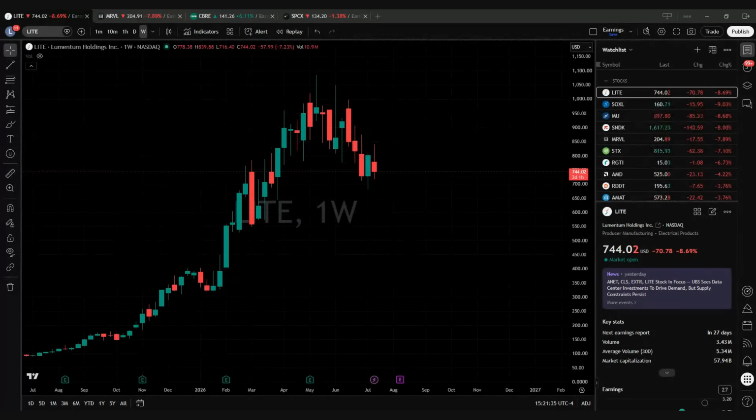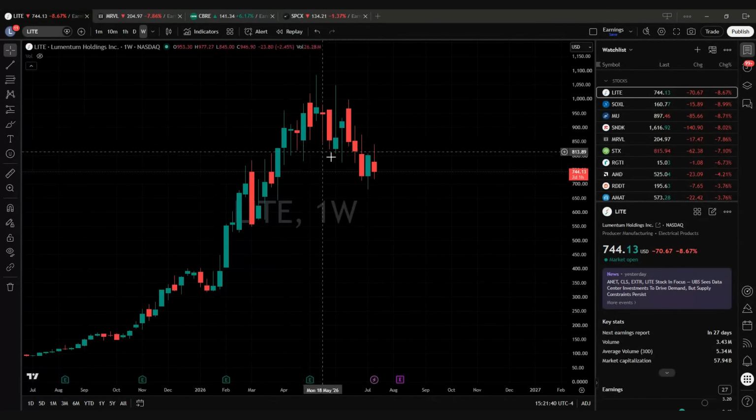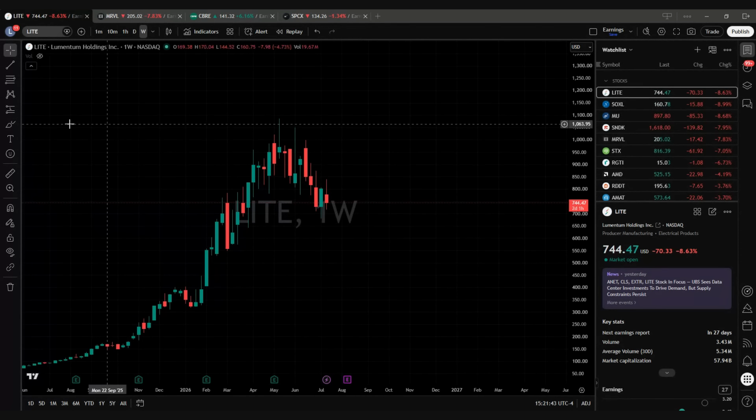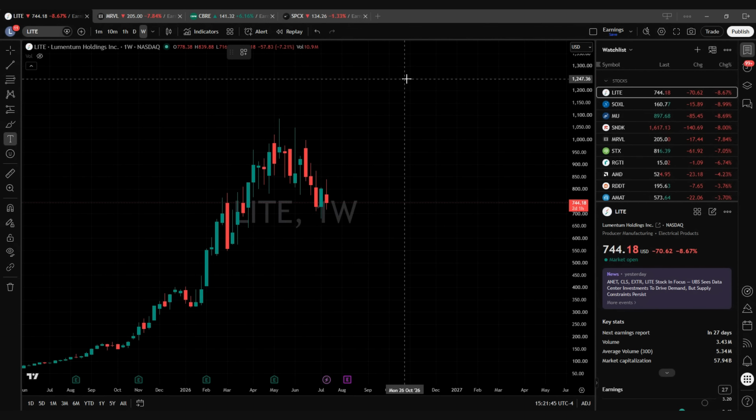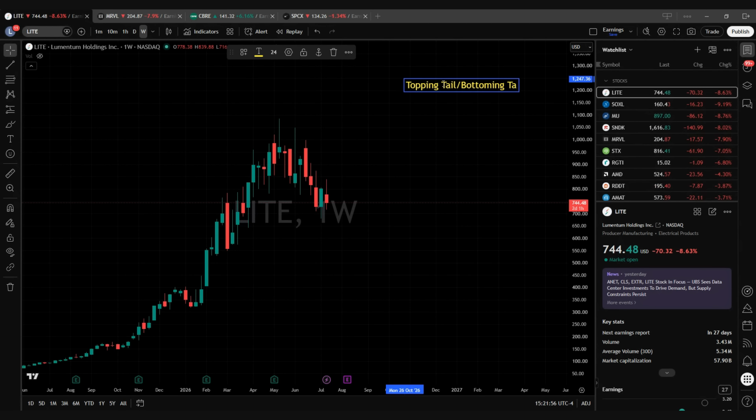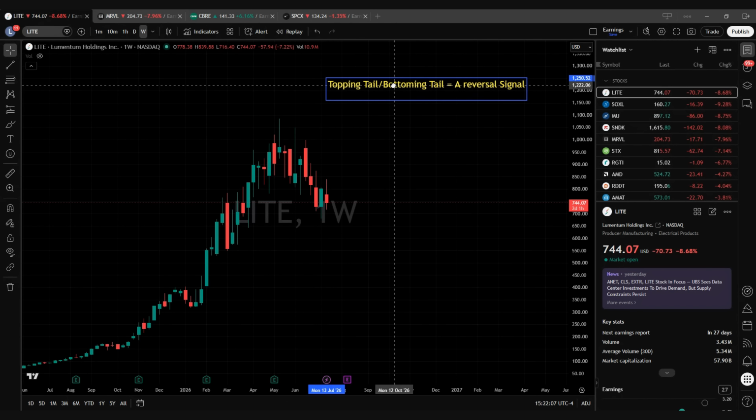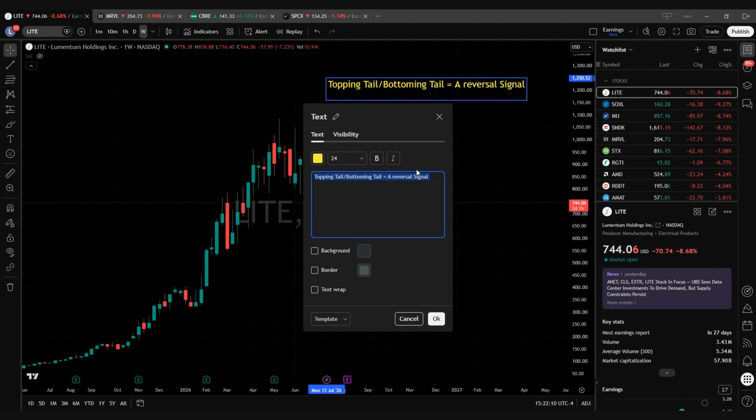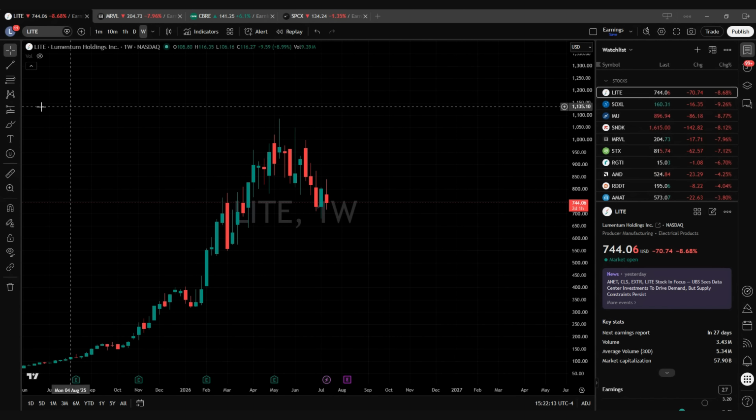Now, there's a couple criteria that you're going to have to get familiar with for a topping tail or a bottoming tail. So just like with the other episodes, I'm going to go ahead and write this down. But essentially, a topping tail slash bottoming tail is a reversal signal. I'll go ahead and move this over slightly for you guys in just a moment. It is a reversal signal. Okay. So this is basically what you're looking for.